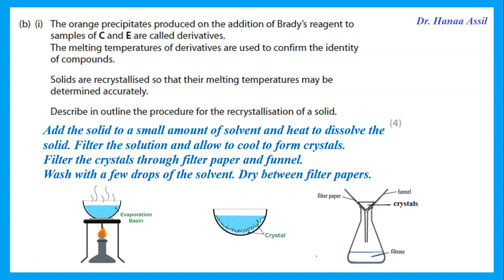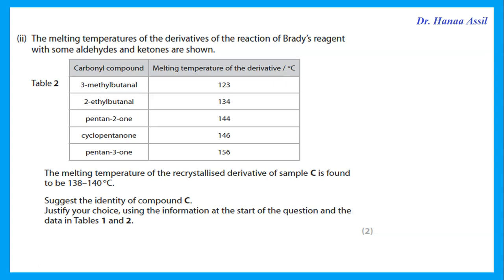So basically we're doing crystallization, but we're starting with a solid. So I have to dissolve it in a hot solvent first, heat it up, and then filter and cool, it forms crystals. So these crystals should be pure crystals. The melting temperatures of the derivatives of the reaction of Brady's reagent with some aldehydes and ketones are shown. So he gives me the melting temperatures of these compounds, of the derivatives actually of these compounds.